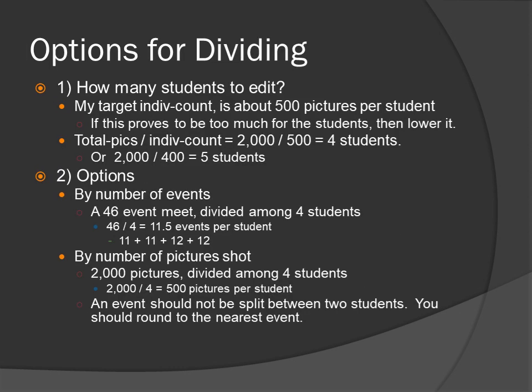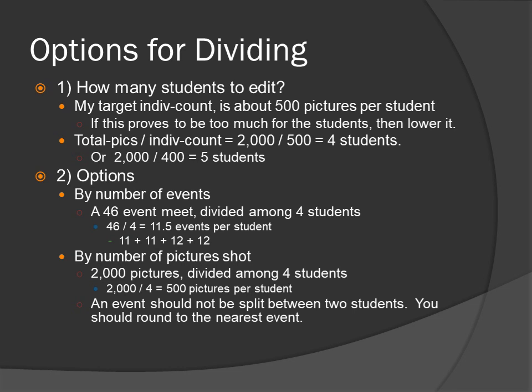Options for dividing. How many students to edit? My target individual count is about 500 pictures per student. If this proves to be too much for the students, then lower it. Example, total pictures divided by individual count: 2,000 pictures shot divided by 500 pictures per student equals 4 students. Or if that's too much, 2,000 divided by 400 pictures per student, and you have 5 students.